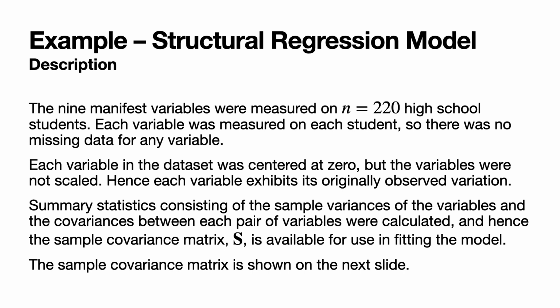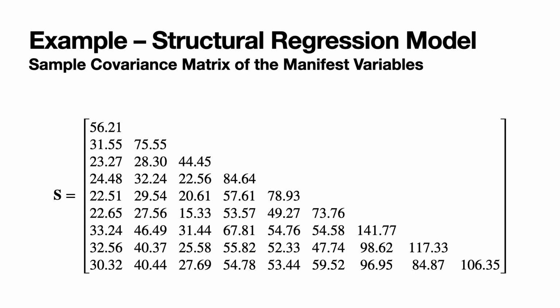Summary statistics consisting of the sample variances of the variables and the covariances between each pair of variables were calculated, and hence the sample covariance matrix is available for use in fitting the model. The sample covariance matrix is shown on the next slide. And so here we have the 9x9 sample covariance matrix for the 9 manifest variables.